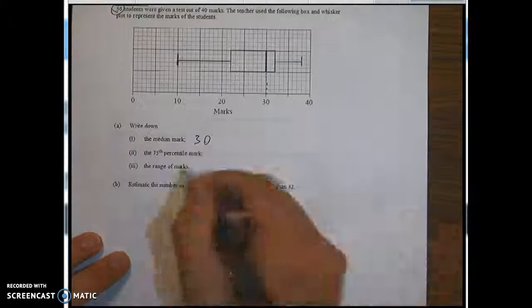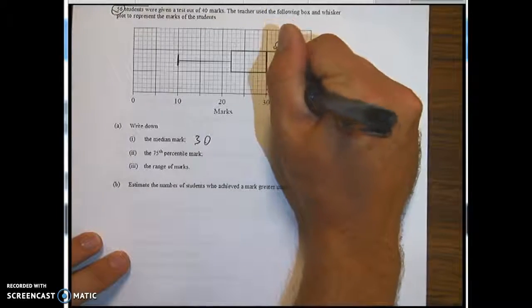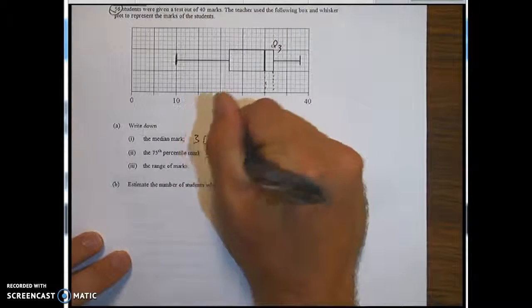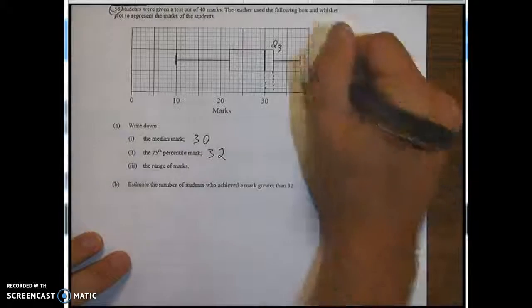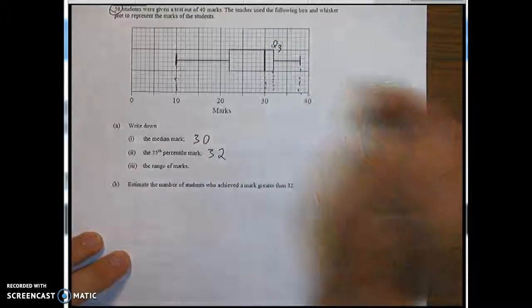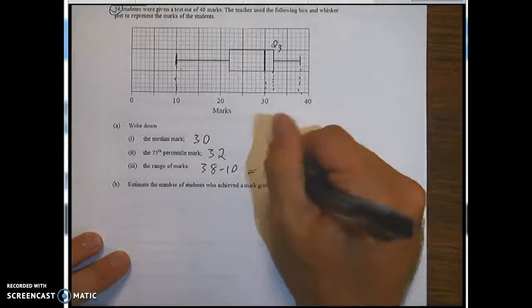The 75th percentile, that's always Q3, which is the right edge of the box. That's going to be at 32. And then the range is always the maximum minus the minimum. So 38 minus 10 equals 28.